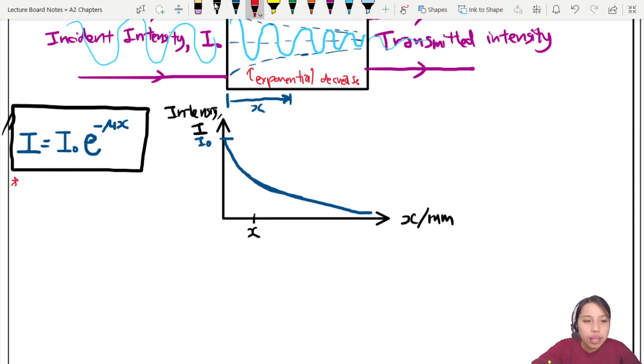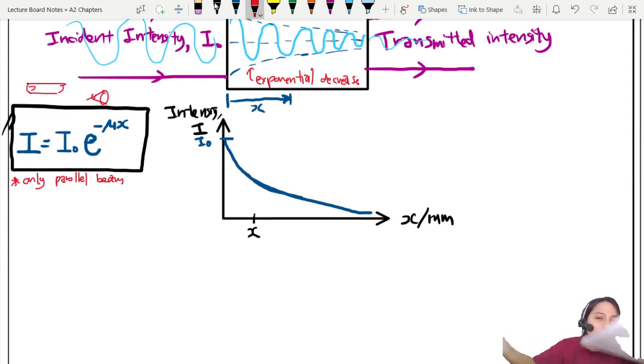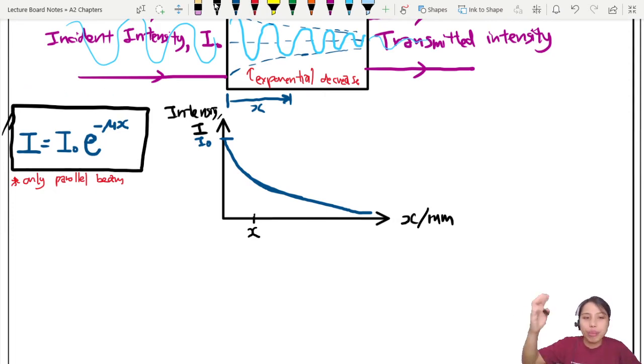Quick note, this equation applies for a parallel beam, or almost parallel beam if you can. A collimated parallel beam, so the rays come in like that. If the rays spread out, then your power is changing, your area is changing, too many things changing. So this equation is for a parallel beam. Collimated, nice horizontal rays coming in. So what does this equation mean?